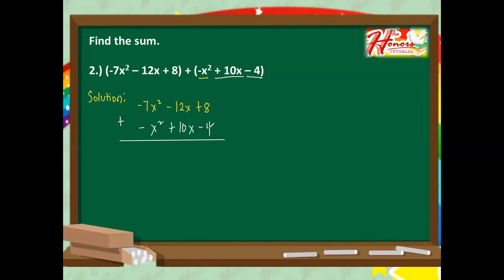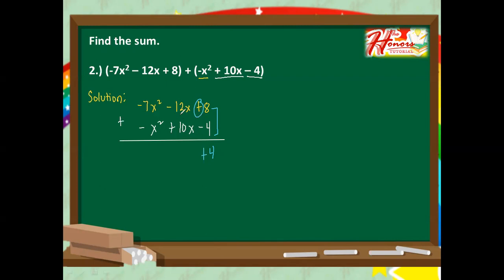Let's have positive 8 minus 4, opposite sign, so therefore subtract the numbers. 8 minus 4 is 4. Copy the sign of the larger number. That's positive, so positive 4.